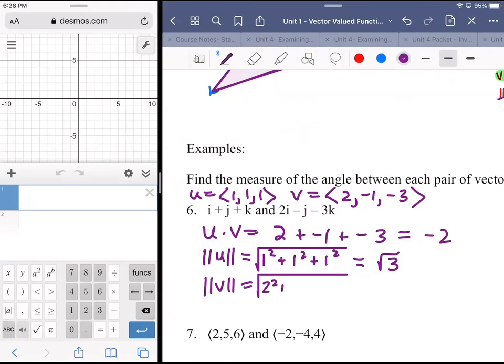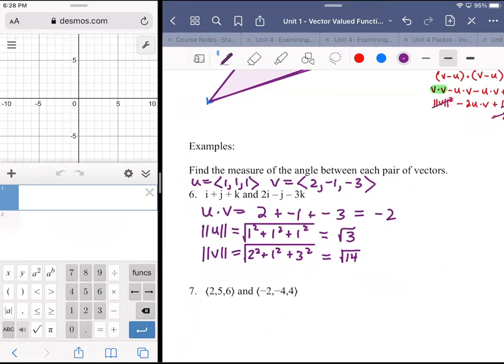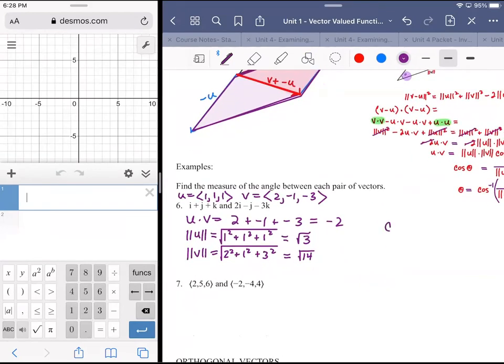So 2 squared plus 1 squared plus 3 squared, we can ditch the negatives because they're going to square away anyway. So 4, 5, 9, so root 14. All right, so we're looking at cosine of theta is equal to -2 over root 42 if you multiply them together. Theta would be equal to the inverse. Why am I putting a radical there? Jeez. Long week.